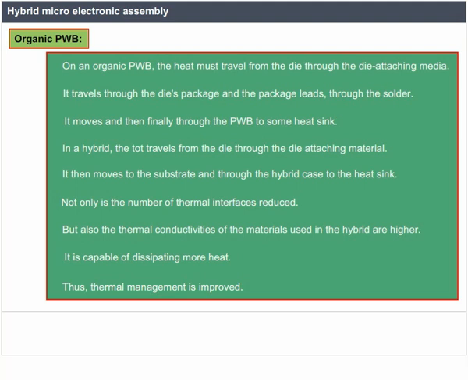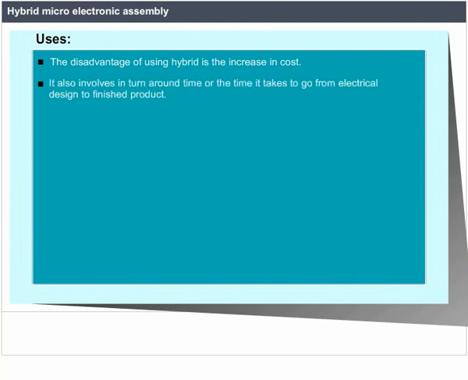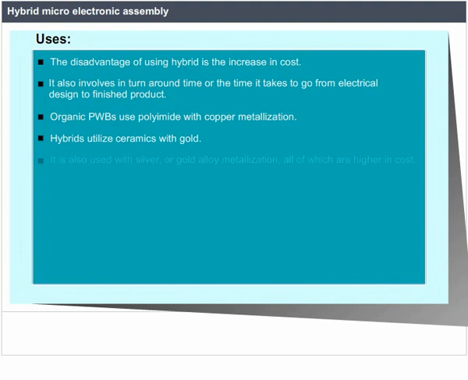Cost. The disadvantage of using hybrids is the increase in cost. It also involves turnaround time, or the time it takes to go from electrical design to finished product. Organic PWBs use polyimide with copper metallization. Hybrids utilize ceramics with gold. It is also used with silver or gold alloy metallization, all of which are higher in cost.